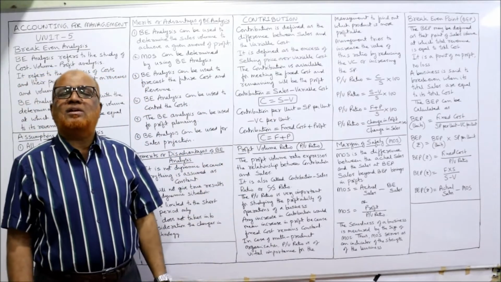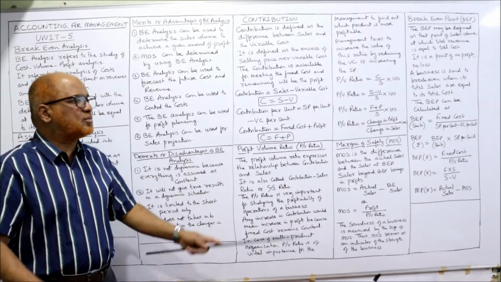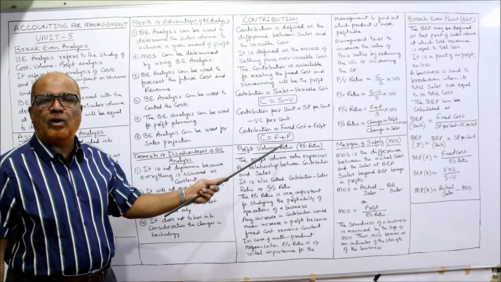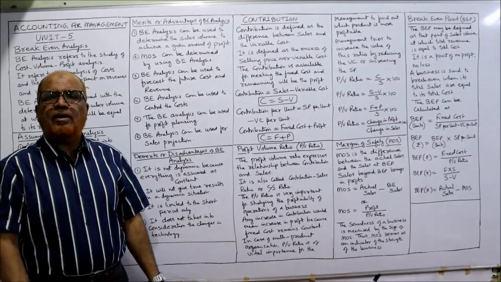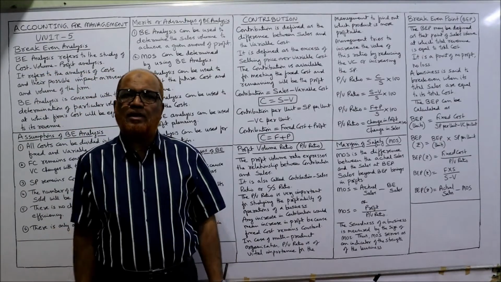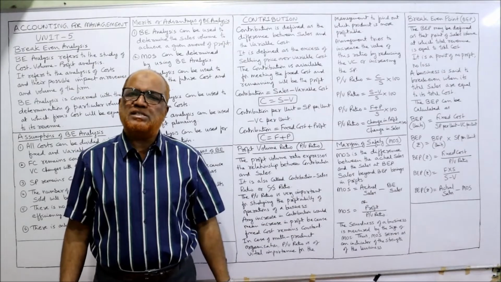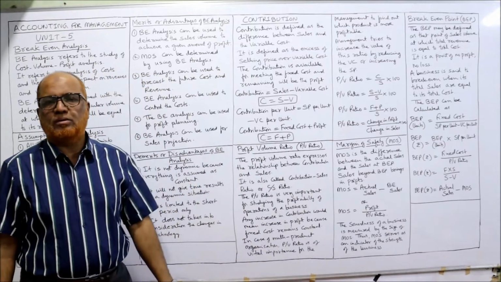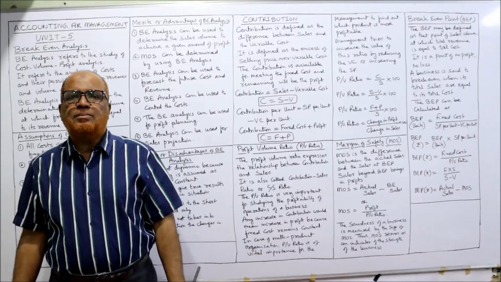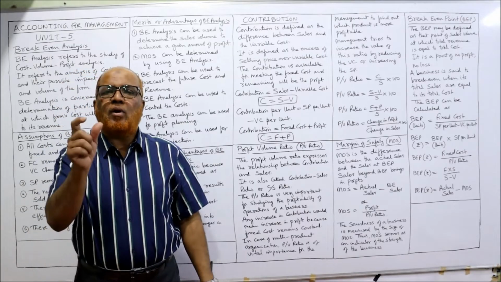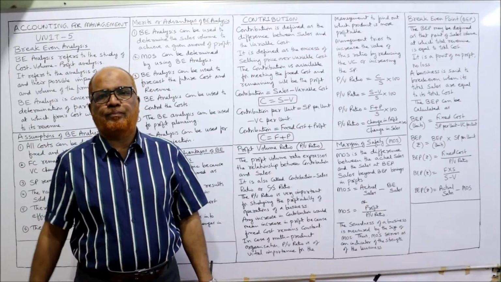And one more formula is there for contribution, fixed cost plus profit. C is equal to F plus P. Any formula you apply, the same answer you will get, whether you apply S minus V or you apply F plus P. This is contribution. The next very important concept is PV ratio, profit to volume ratio.